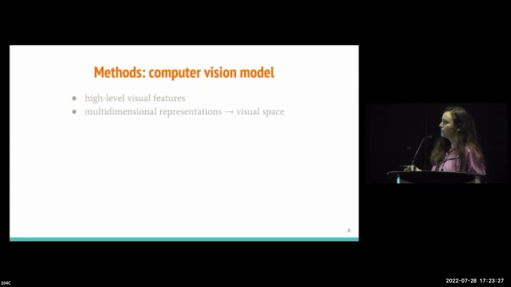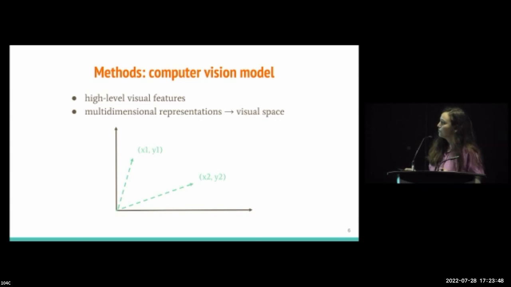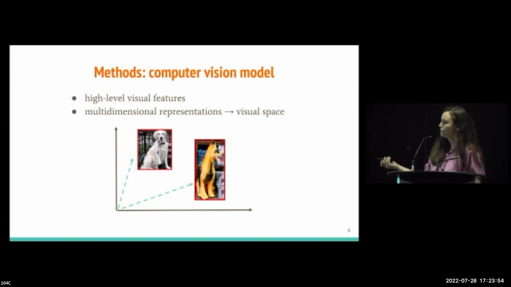Computer vision models process images, and what they give you is a vector that has high-level visual features encoded. This means that when you process an object, a picture, you get a multidimensional vector, and you can put it in a visual space. In our case, we have 2048 dimensions, but let's imagine we have only two. So we have processed two images, and we obtain vectors that we can place in this space. For example, we had these two dogs, and we obtained two vectors, and this is the position that they take in the space.